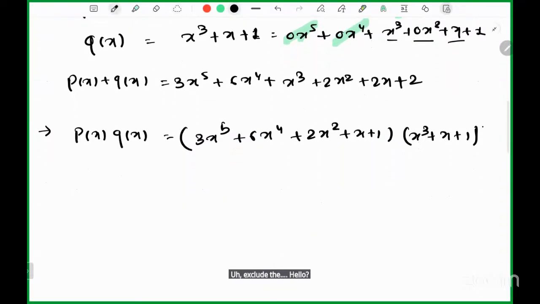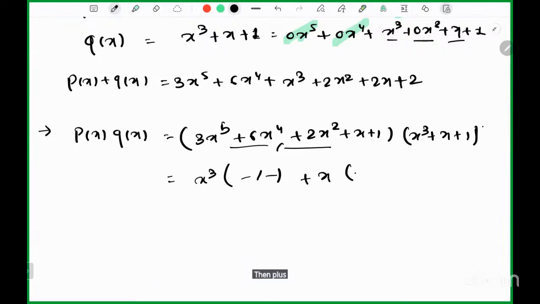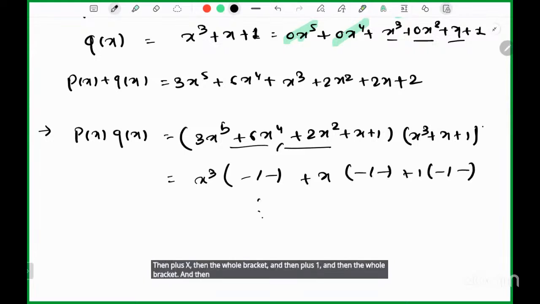Okay. So what you will do, first of all, you will multiply x cube with this whole bracket, then plus x, then the whole bracket, and then plus 1, and then the whole bracket. And then you simplify it. That's how you multiply any two polynomials. So it's a basic thing.